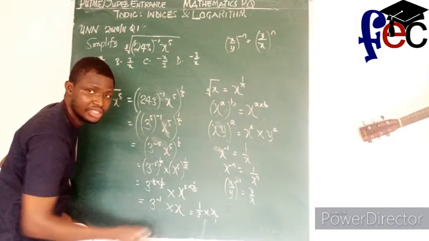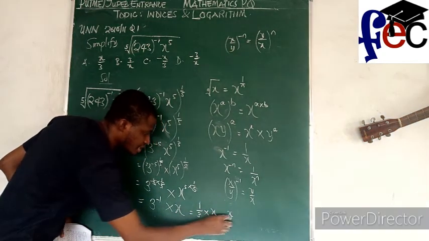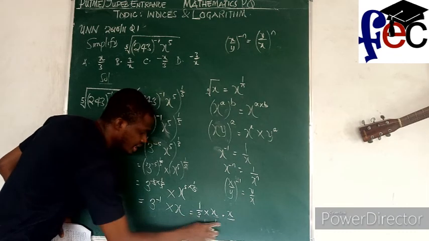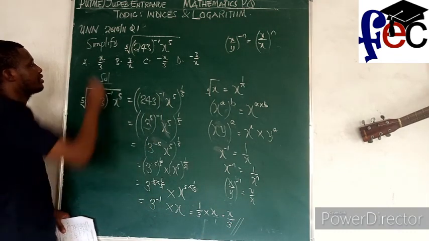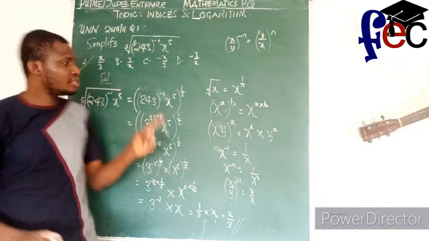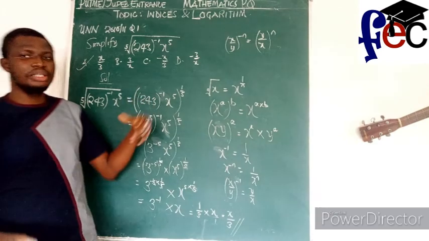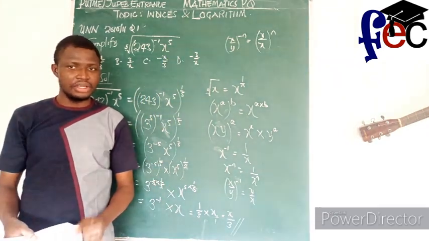So if you multiply the numerators, you have what? x. 1 times x is x. And 3 times 1 is 3. So what do you have? x over 3. That's option A. But you have to be very careful so that you don't pick 3 over x, or in the bit of rushing you don't go and pick minus x over 3. I hope that is clear.